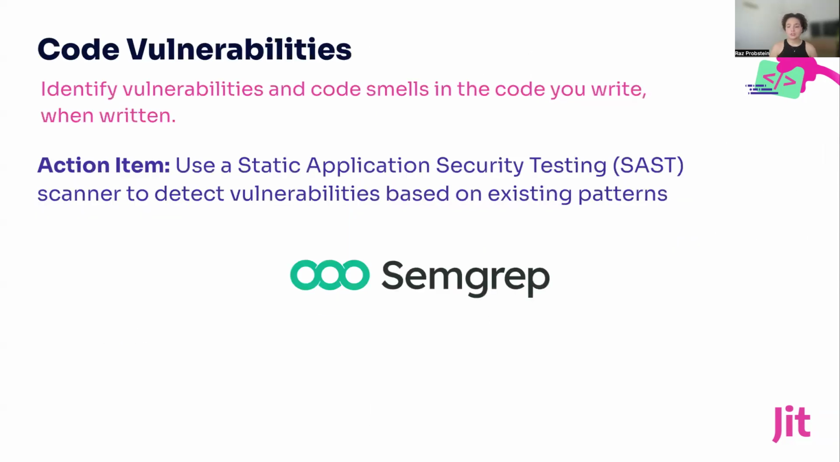Great. So let's start. The first action item is detecting code vulnerabilities. Our mission here is we need to use code scanners to identify vulnerabilities and security defects in the code when we are writing it. And I recommend open source Semgrep. It's a great SAST tool. It has a very extensive rule set and it supports many languages, so it's good for us.